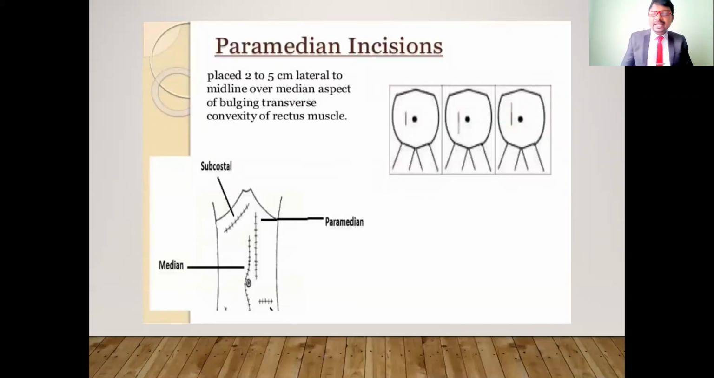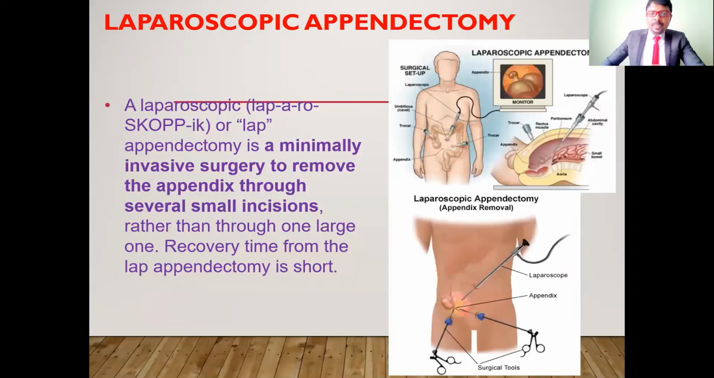And coming to the paramedian incisions, these are placed 2 to 5 centimeters lateral to the midline. So this is the lateral midline, and this is the paramedian incision. These bulge transversely over the convexity of the rectus muscle, away from the median aspect of the lateral midline. The paramedian incision is also used in case of appendicitis removal.